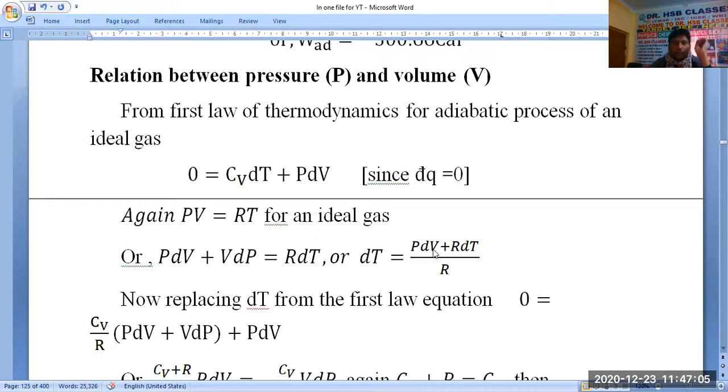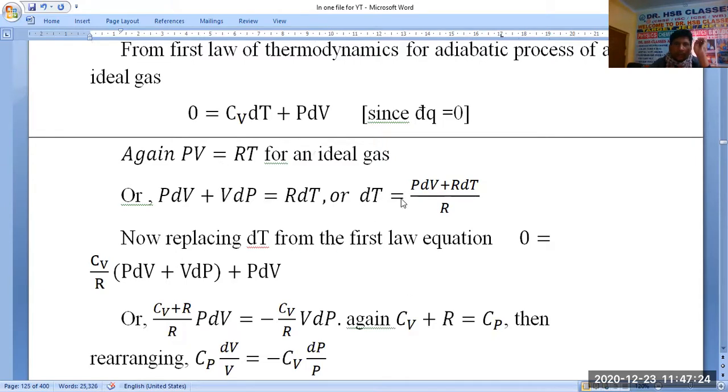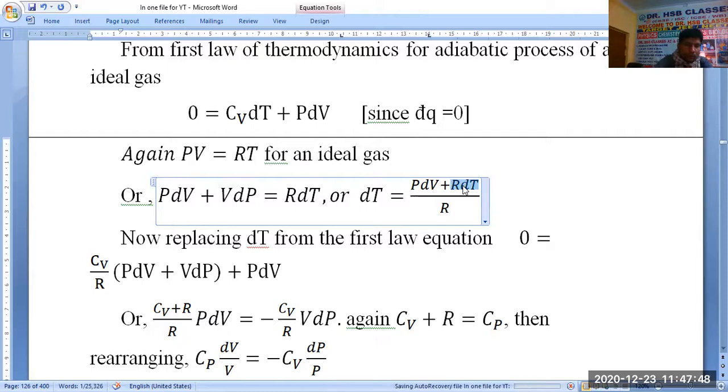Again, dT equals (PdV plus VdP) divided by R. Now, replacing dT from the first law equation, 0 equal to Cv times (PdV plus VdP) by R, plus PdV. R common, and VdP.